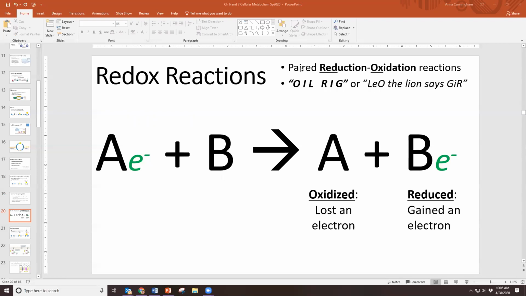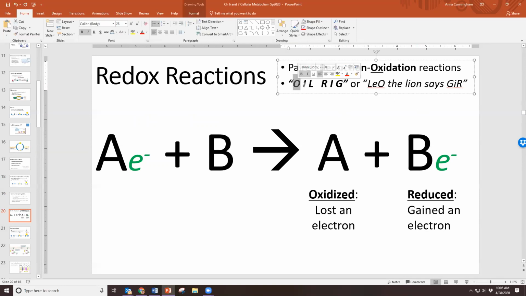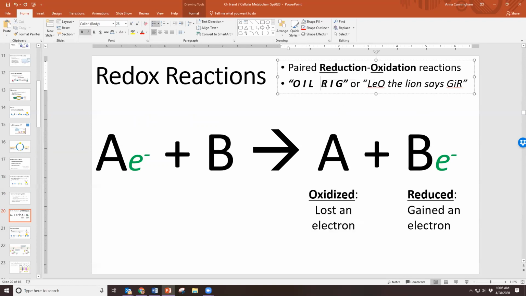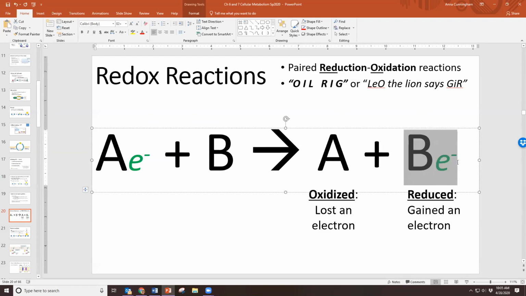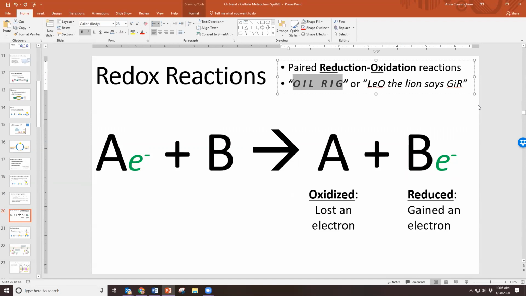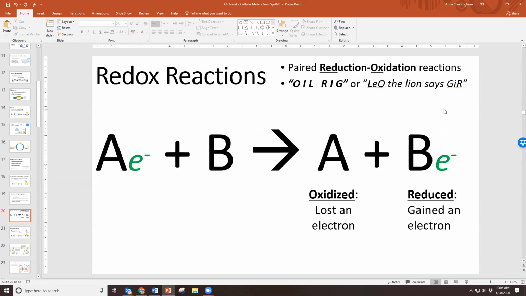You can remember redox reactions with mnemonics. The one I was always taught was OIL RIG, which stands for oxidation is loss, because if a molecule is oxidized, it loses an electron, and reduction is gain. If a molecule gains an electron, it's been reduced. A friend of mine uses the mnemonic LEO the lion says GER: loss of electrons is oxidation, whereas gain of electrons is reduction. I don't really care how you memorize it. Just know that if a molecule loses an electron, it's oxidized. If a molecule gains an electron, it is reduced.